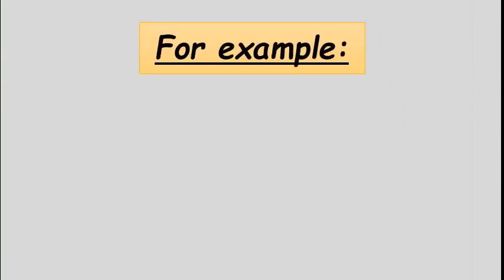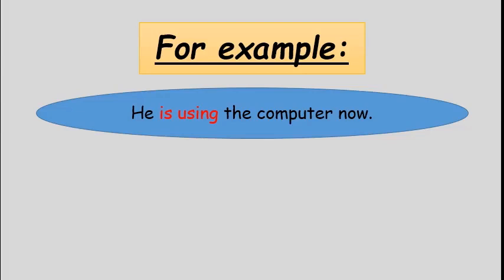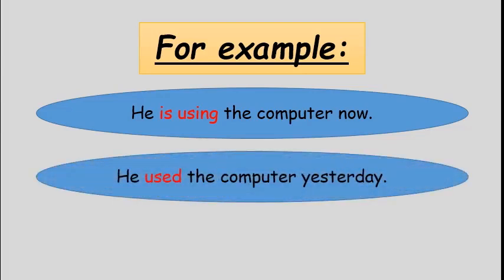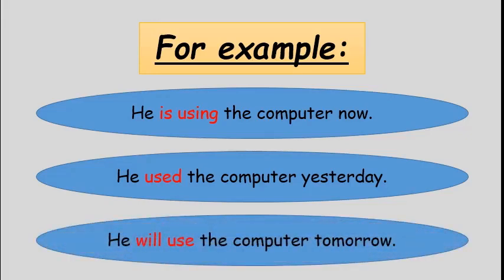Let's see some examples to clarify it. Number 1, he is using the computer now. Number 2, he used the computer yesterday. Number 3, he will use the computer tomorrow. The same verb use is used in all these sentences, but we find different forms of the verb in the sentences.